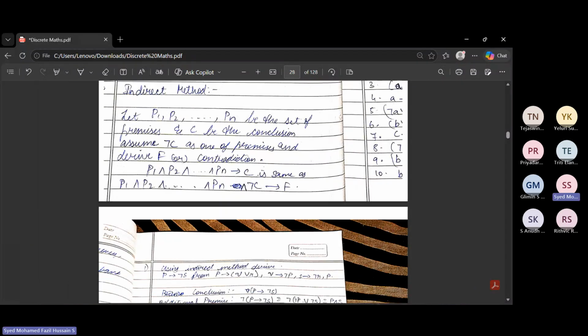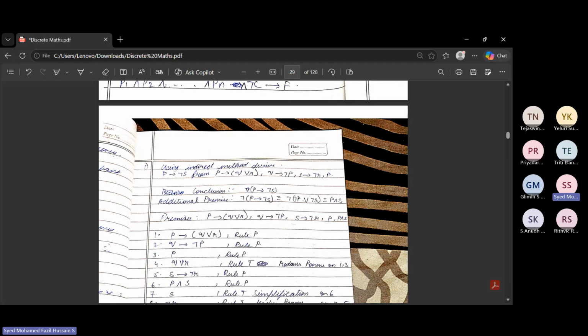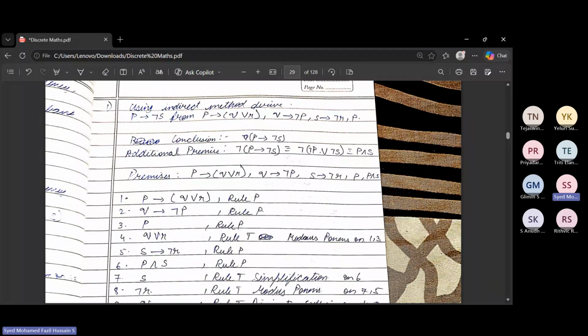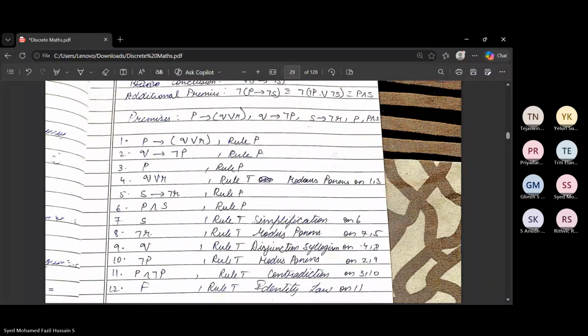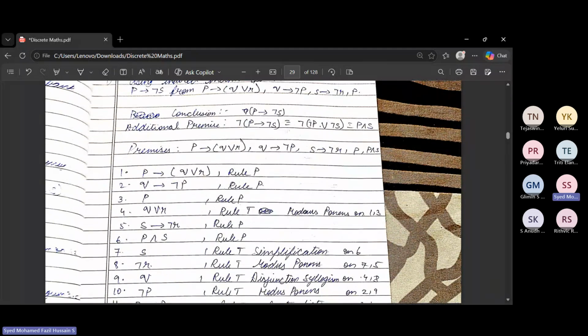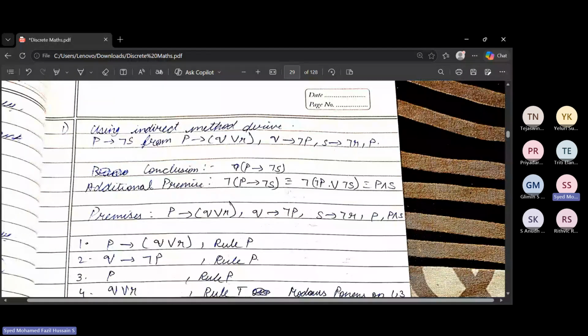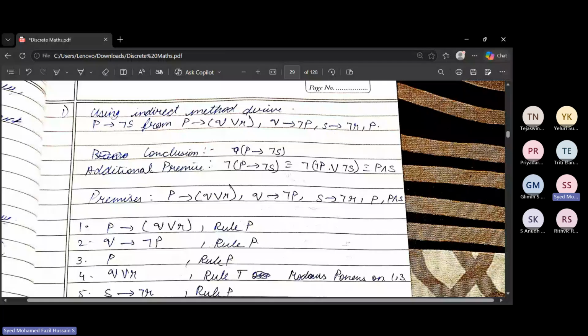So that is basically the indirect method. With the indirect method, we have to conclude that it is consistent. Using the indirect method, derive P then not S from the given premises. So we have to first negate it. Now the P then not S must be negated.